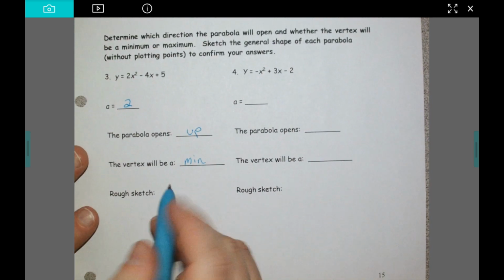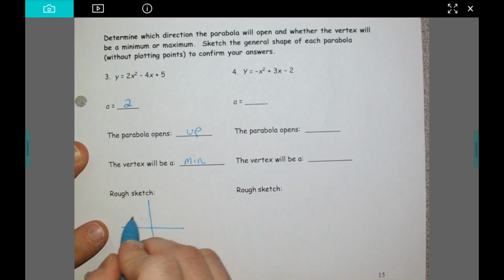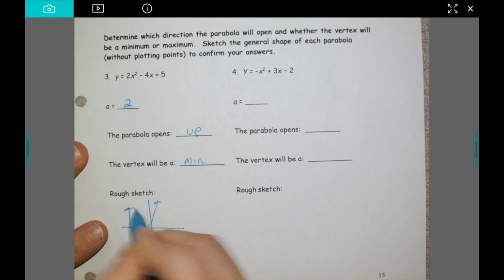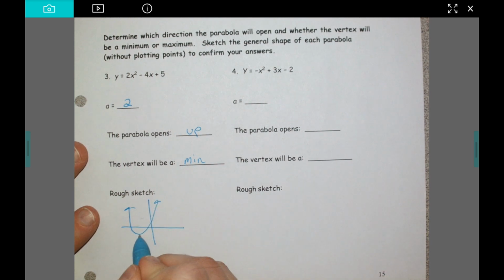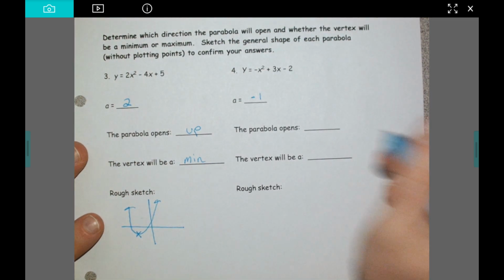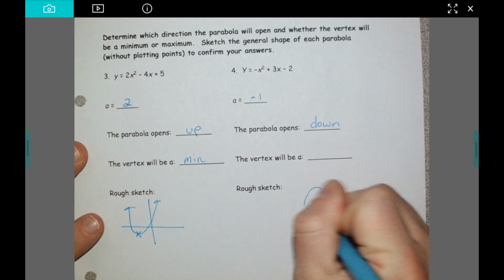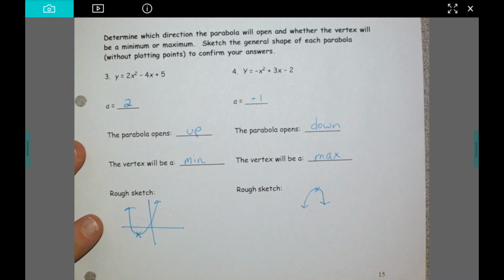Okay, so if I do a rough sketch, which we're going to just do right here, I have a graph that looks something like that anyways. And since that's a low point, it'll be a minimum. On the other hand, for 4, our a value is -1. Since our a value is -1, the parabola is going to open down. Since it opens down, our vertex is going to be a high point, so that would make it a maximum. Okay?